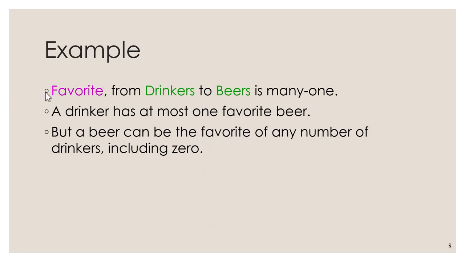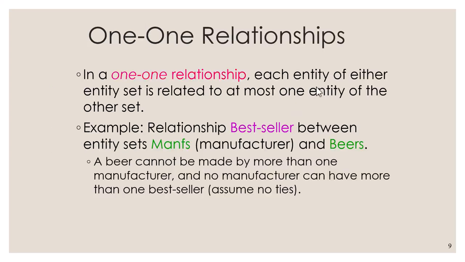Okay, so favorite is the relationship here between drinkers and beers. This is going to be a many-to-one. So a drinker has at most one favorite beer, right? They could have a lot of beers that they like, but there's just one favorite, that one favorite beer that you like. So that's the one side of this relationship. But a particular beer, if it's really good, can be a favorite of many different drinkers, right? Including 0. So this is going to be a many-to-one relationship.